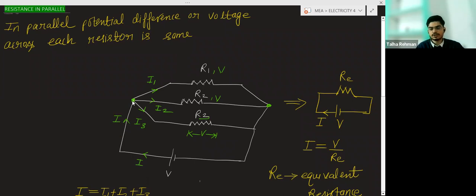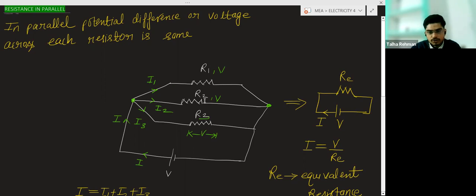Now this is the junction point. From this point, there are three branches. One branch, two branch, three branch. So this current will be divided among the branches. So this I will be divided as I1 going across R1, I2 going across R2, I3 going across R3. But we know that the potential difference across each resistance is the same. So potential difference across R1 is V, R2 is also V, R3 is also V.